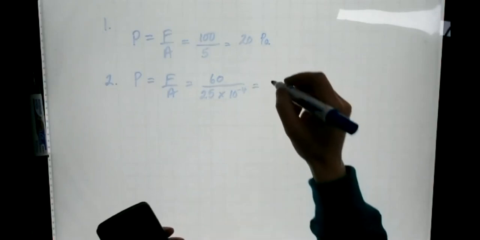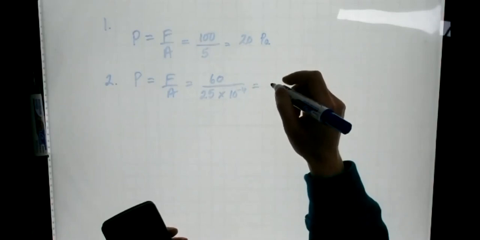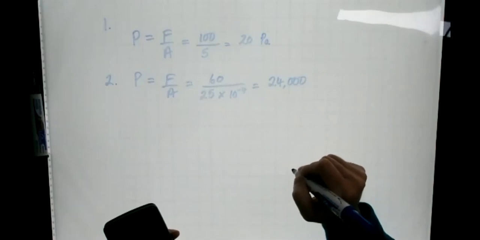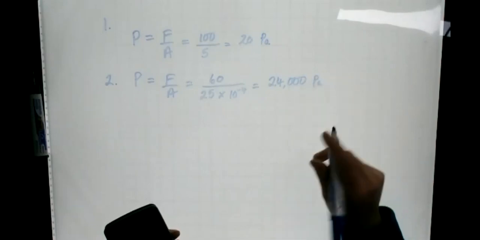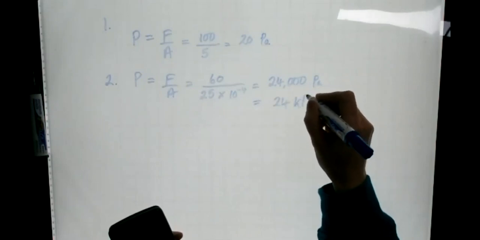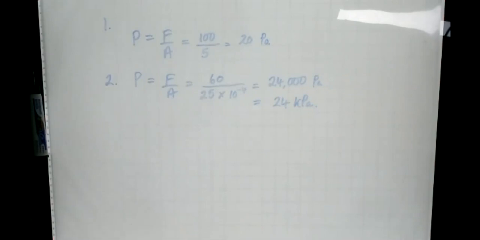Put into the calculator 60 over 25 times 10 to the power of -4. That gives 24,000 Pascal. It is more convenient to express it in kilopascal, which is 24 kilopascal. Okay, so you get 24 kilopascal.